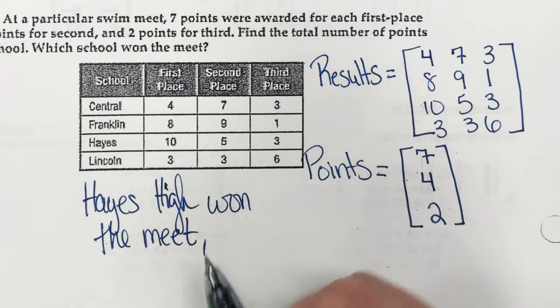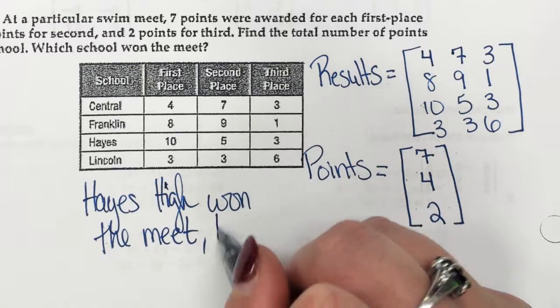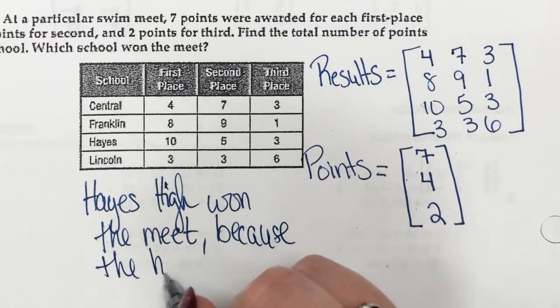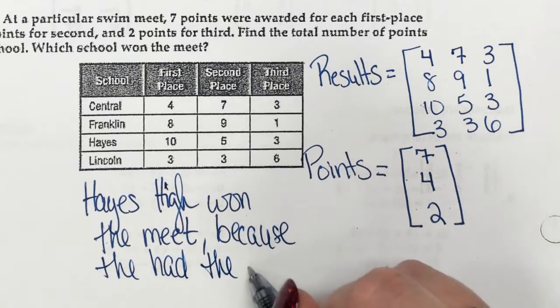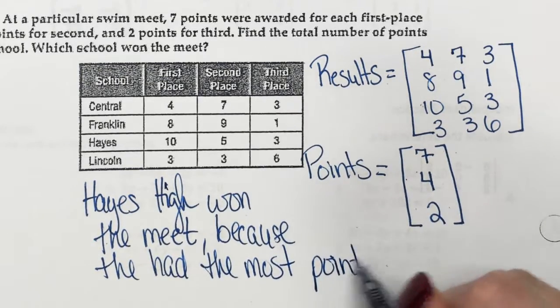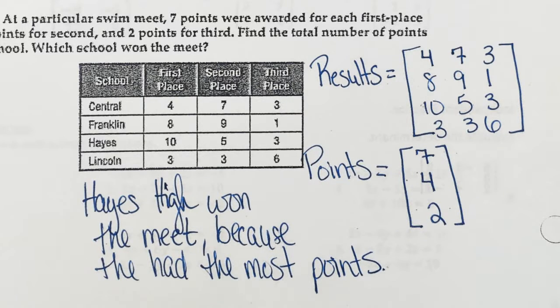All right, Hayes High School won the meet because they had the most points. There you go. Because other kids don't know how to swim. No, they know how to swim. They can swim as well, or as good. They can swim as fast. Maybe they were having a bad day. Maybe their best swimmer accidentally swam 12 to 1.